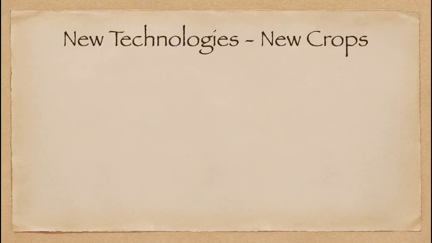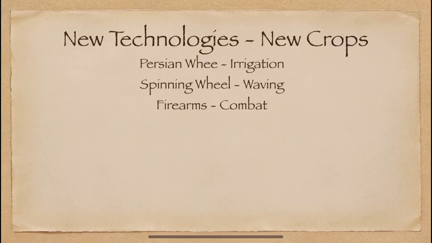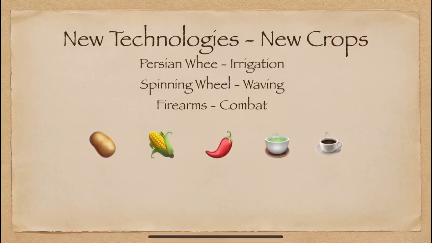The main technologies that changed things for good were the Persian wheel in irrigation, the spinning wheel in weaving, and the use of firearms in combat. These technologies were very useful at that time. Also, a lot of new crops arrived in the subcontinent. Subcontinent means the Indian subcontinent. The crops are potatoes, corn, chilies, tea, and coffee. Students, please remember both of these points as these are generally asked in exams.